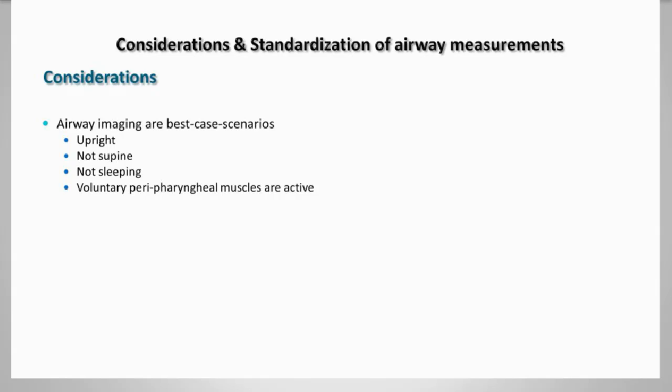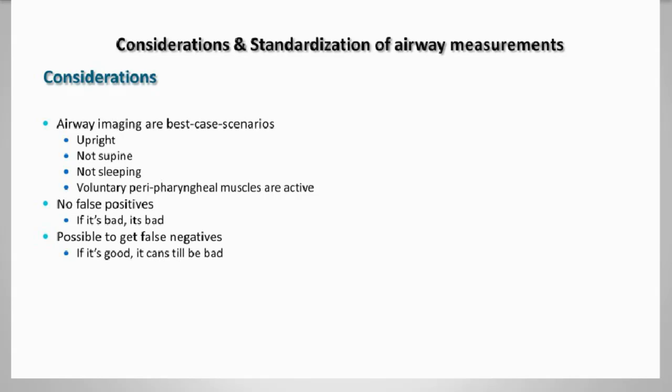So it's possible to get false negatives, but we don't get false positives. In other words, when the airway is bad, we know that it's bad on the imaging. When the airway is good, it can still be bad. So we need to screen for the bad ones, and we need to be wary of the good ones. That's basically what that's telling us.